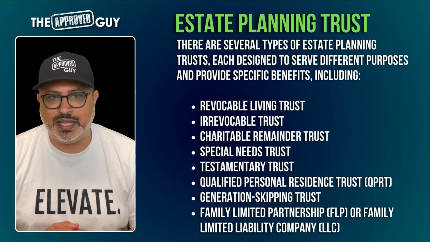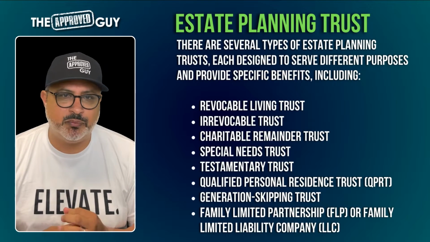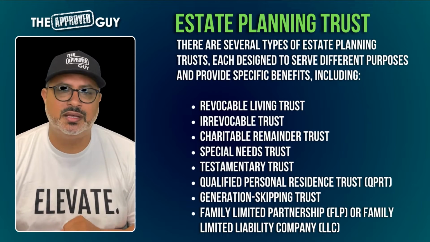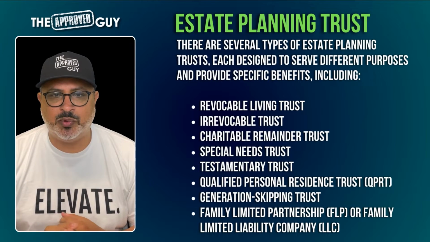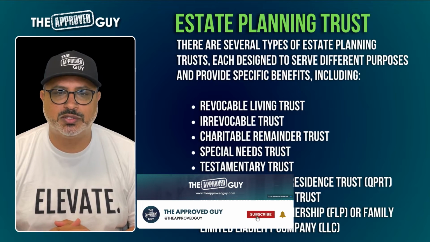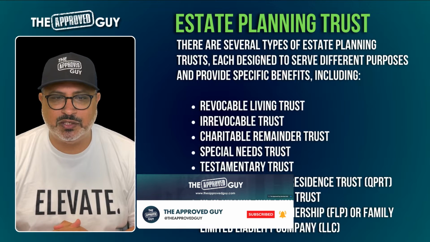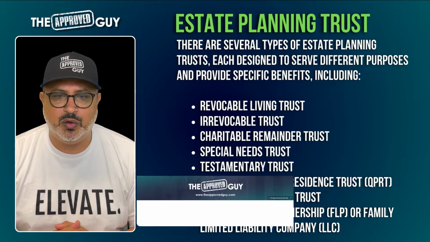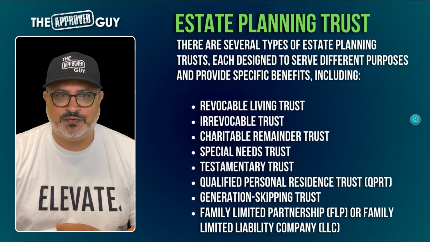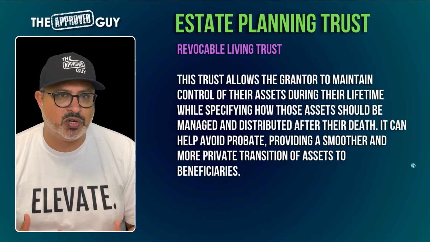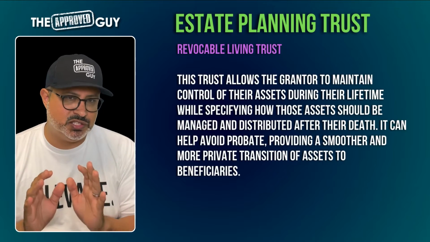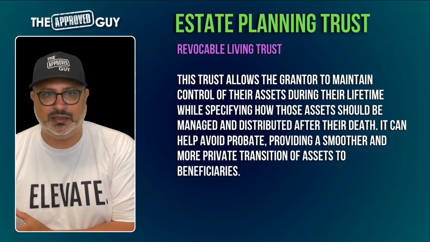There are several types of estate planning trusts, each designed to serve different purposes and provide specific benefits, including a revocable living trust, an irrevocable trust, charitable remainder trust, special needs trust, testamentary trust, qualified personal residence trust, generation skipping trust, and a family limited partnership or family limited liability company trust. In most cases for estate planning, most attorneys advise that people use a revocable living trust. And so I'm going to specifically just talk about that in terms of an estate planning trust.